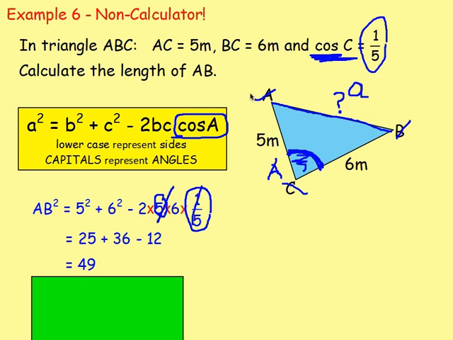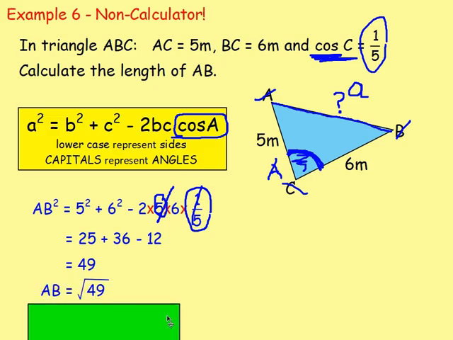So AB squared is going to be 49. So this length squared is 49. How do you just work out the length of that side then? How do you undo the squared? The square root it. Good. And the square root of 49 is? 7. Brilliant. So that length is going to be 7 meters.